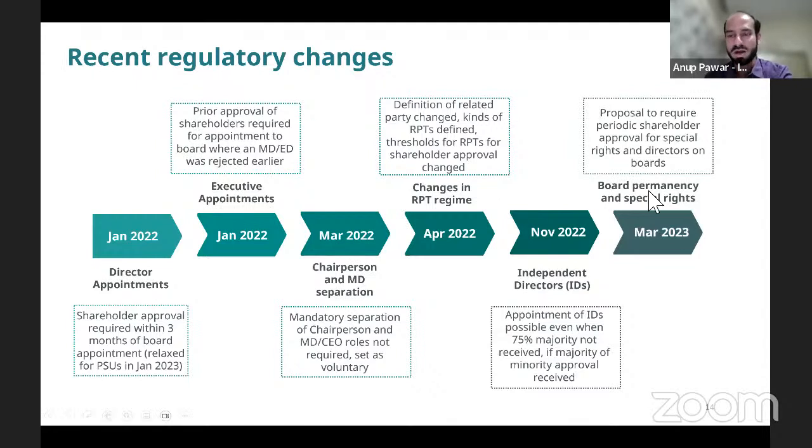And finally, in March 2023, if you've gone through the board meeting minutes of SEBI's board meeting in March, again, sweeping changes being proposed, periodic shareholder approval for any director on the board. So that thought process around director permanency, directors not being liable to retire by rotation, may soon go away. Of course, that's yet to be notified. And any special rights embedded in articles of association, again, that needs periodic shareholder approval. I'll touch upon that briefly as we go forward.